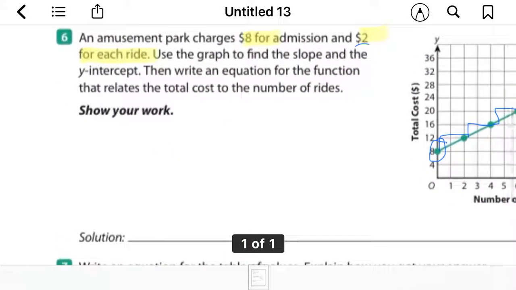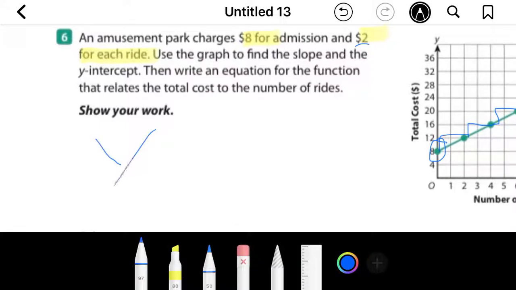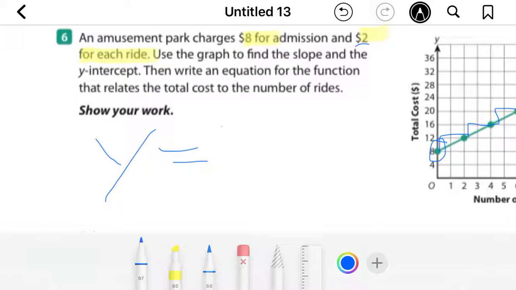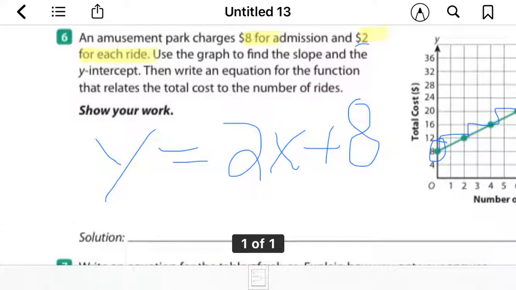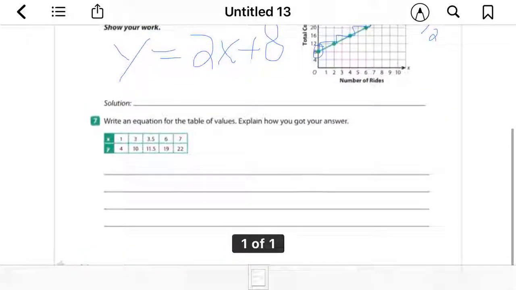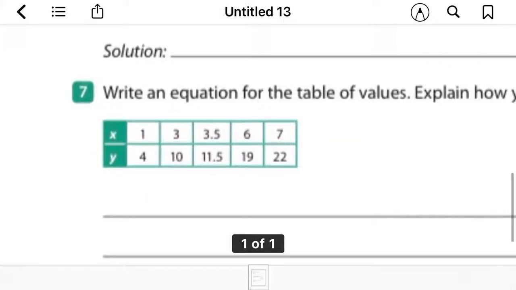They want us to write an equation for this function that relates it to that. So it's y equals 2x plus 8. Okay, so there you go. There's number 6. The last one, number 7, they want us to write an equation for the table of values right here.